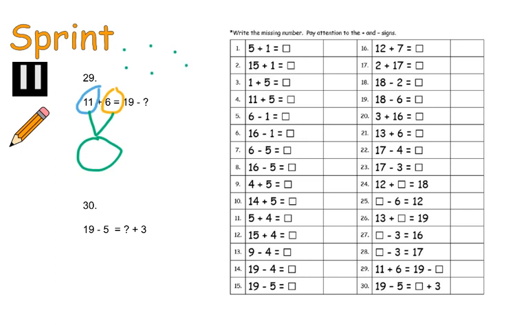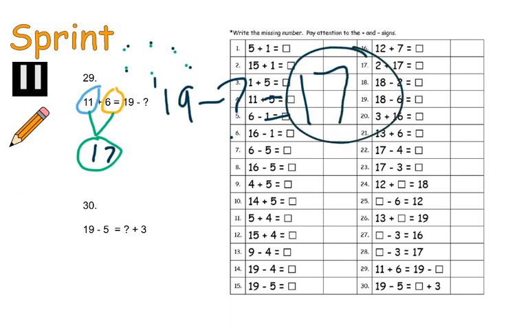Okay. 11, 12, 13, 14, 15, 16, 17. 11 plus 6 equals 17. So now 19 minus the question mark needs to also equal 17. So we need to get from 19 all the way down to 17. So here's what I'm going to do.